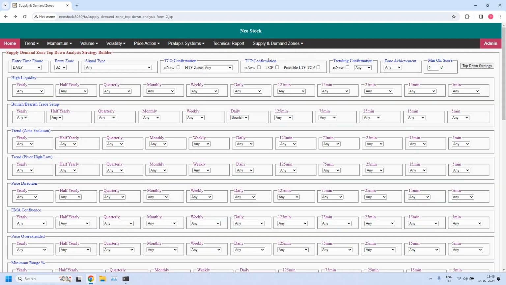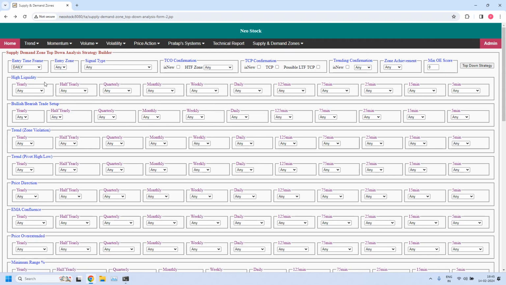Okay, now let us generate bullish and bearish trade setups for weekly income trade. First, let's start with the bullish trade setup for weekly income trade. So the entry time frame should be 75 minutes. In weekly income trade, LTF is 75 minutes. Because it is a bullish trade setup, let us select demand zone. And in bullish or bearish trade setup, this time at 75 minutes, we are selecting bullish.